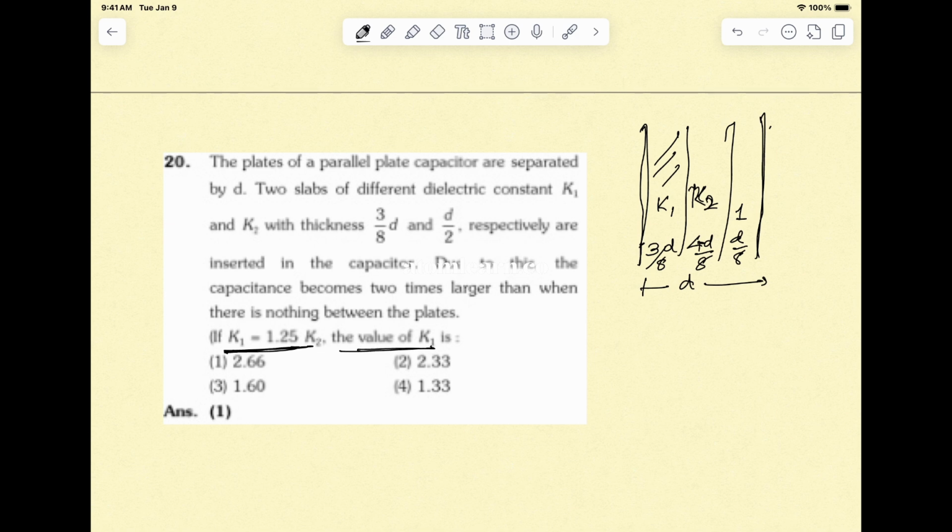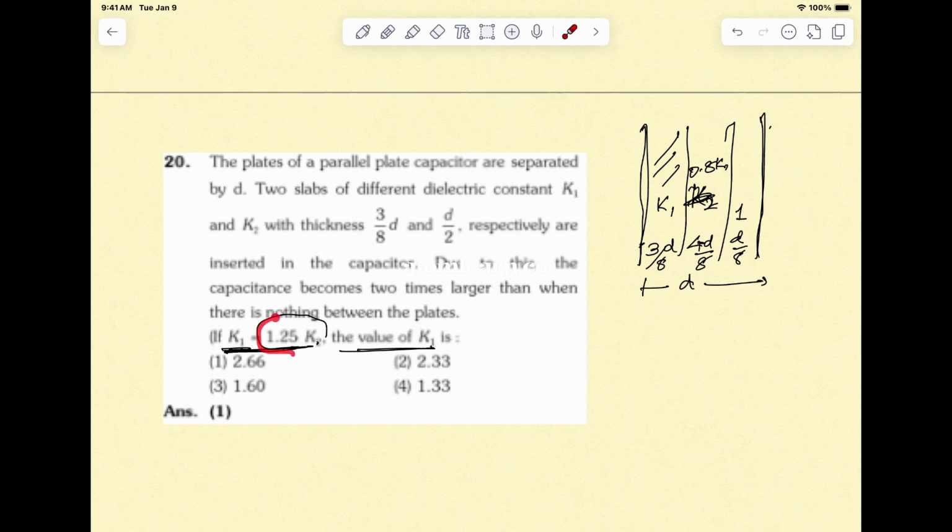It is also given that K1 equals 1.5 K2, and they want the value of K1. The value of K1 is required, therefore straightaway we will convert K2 in terms of K1 and then put it here. Therefore this particular K2, I want to put it as, since K1 is 1.25 K2, K2 becomes 0.8 K1. Okay, just watch this. What is it? This is now 5 by 4. 5 by 4 has gone that side.